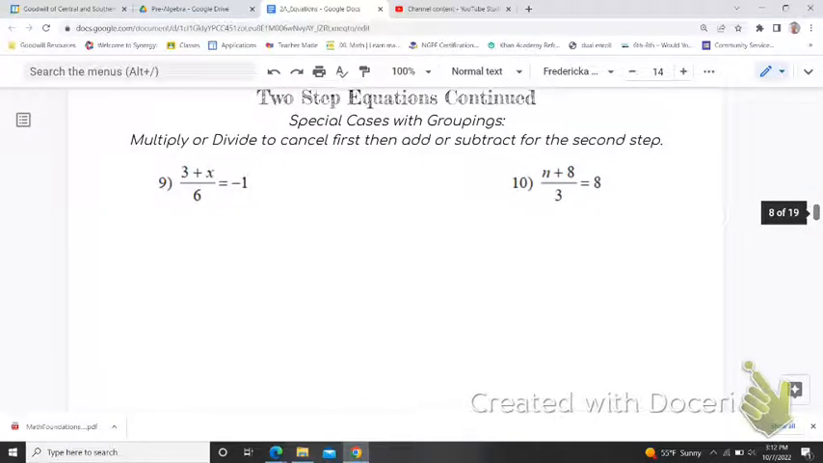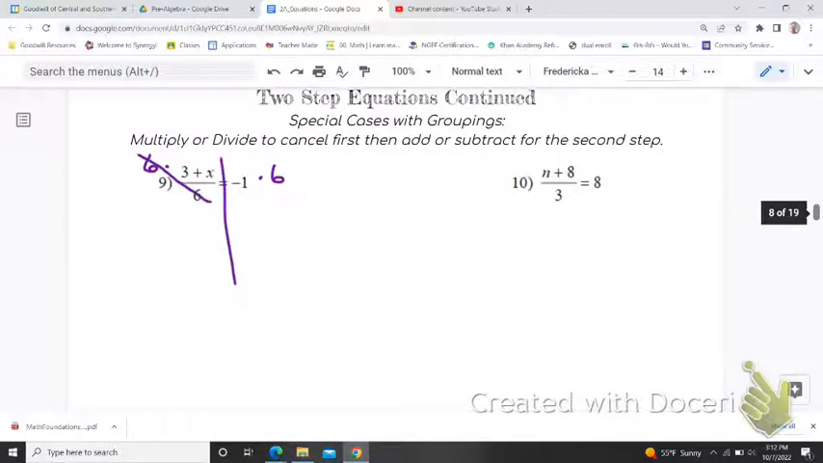Okay, so these problems are kind of a special case because usually we've been adding or subtracting first, but here I'm going to multiply first because the whole thing is in the fraction. I cannot just reach into the top of the fraction to subtract the 3, because that 3 is also being divided by 6. So in this case, I have to multiply by 6 first. So I'm going to do this on both sides.